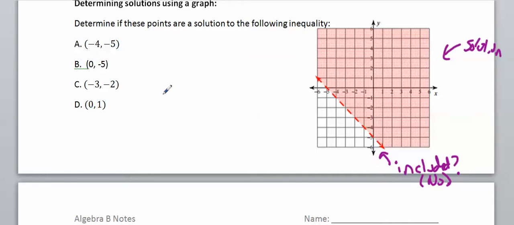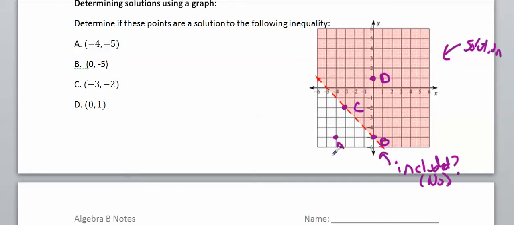I want to check all 4 of these points. So I have (-4, -5). It's down, I'm going to graph that, it's right here. Here's A. Got (0, -5). It's right here. That's my B. (-3, -2). It's right here. That's C. And (0, +1). That's my D. All right, so we're going to check to see if these are solutions.